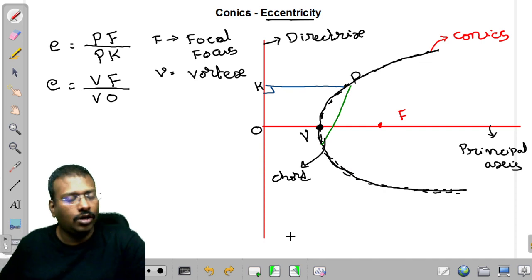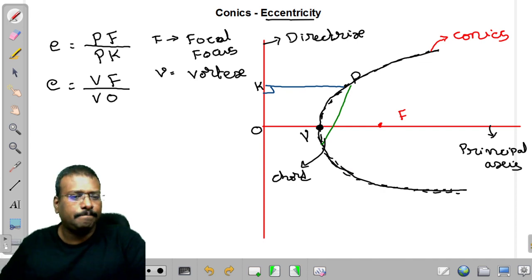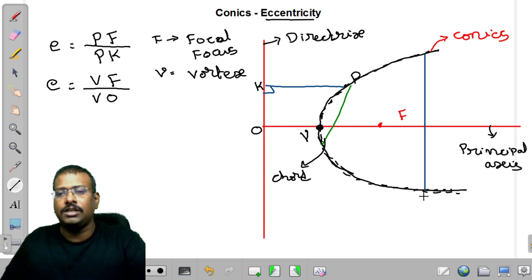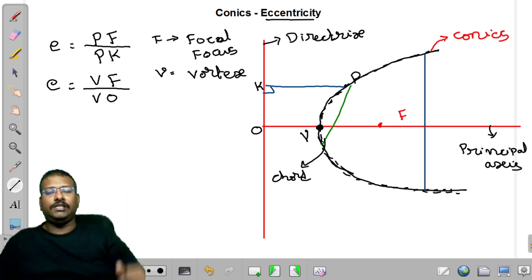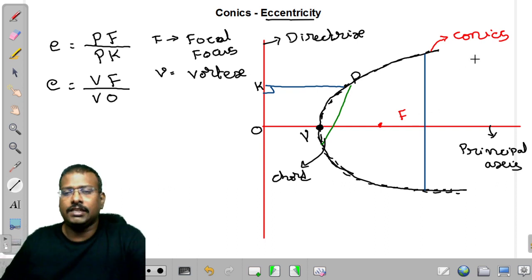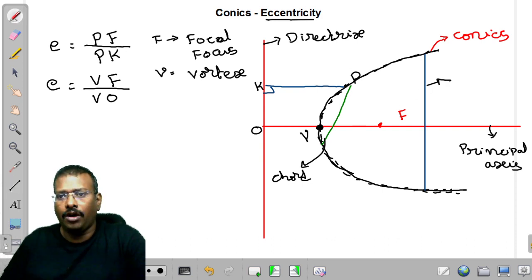Focal chord. Good. Now one more thing is that the chord which is perpendicular to the axis or parallel to the directrix is considered as double ordinate. Double ordinate.